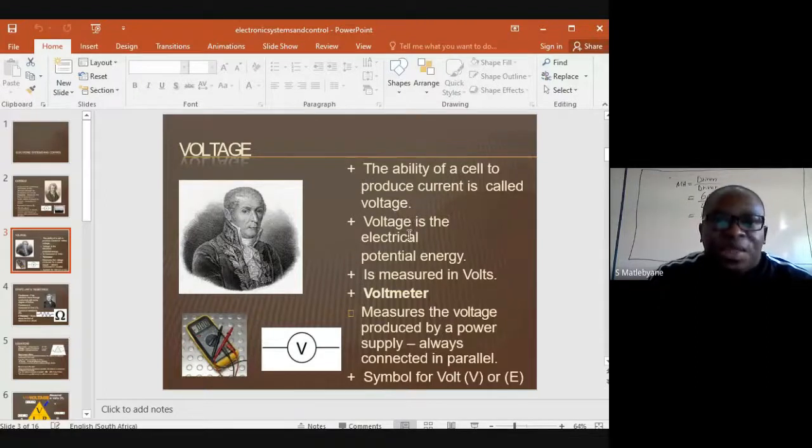Voltage is the electrical potential energy. Remember, potential energy, energy which is not moving, stored somewhere. But when you take that particular cell, maybe you put it inside a calculator or a remote control, you start to use it. Now that cell produces current. So that ability of that cell to produce current, now we refer to that as voltage. Now you are able to use it. Potential is just there, it's stored, it has the potential to do something.